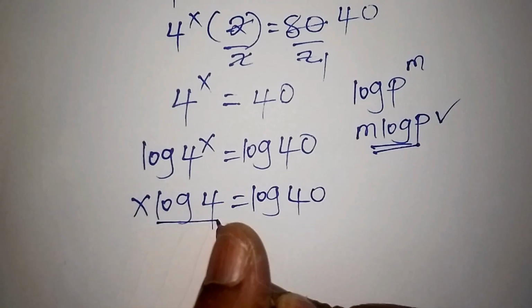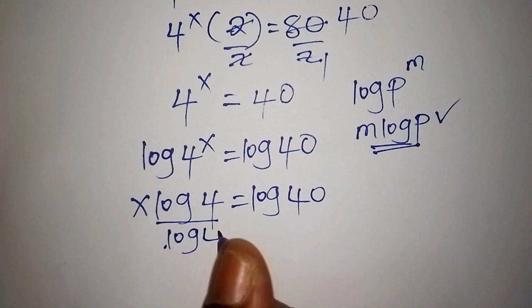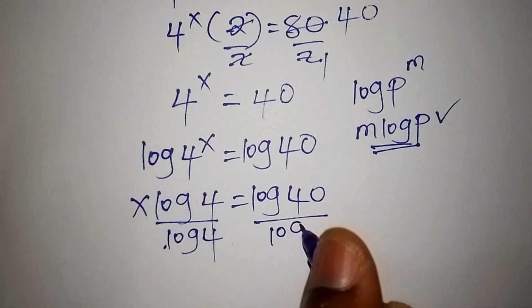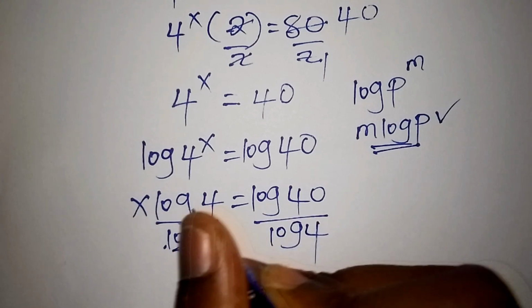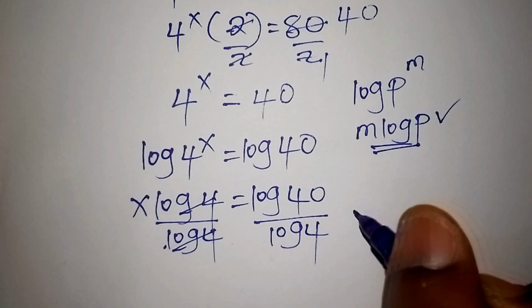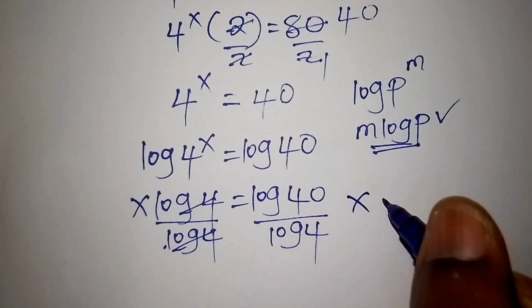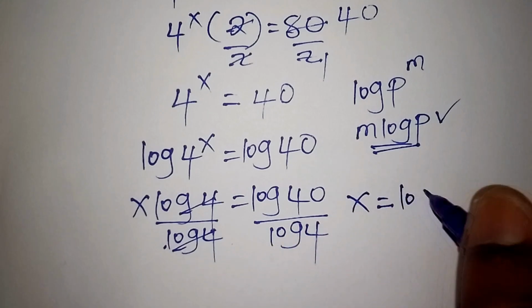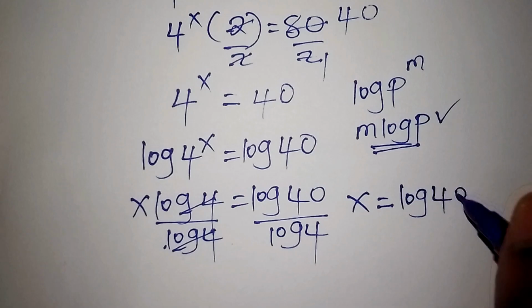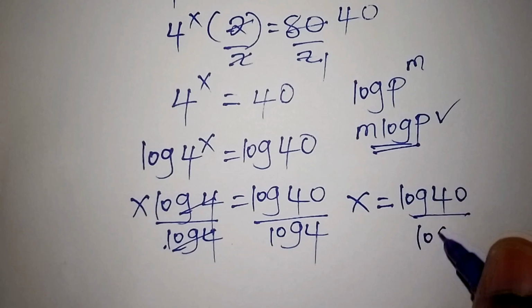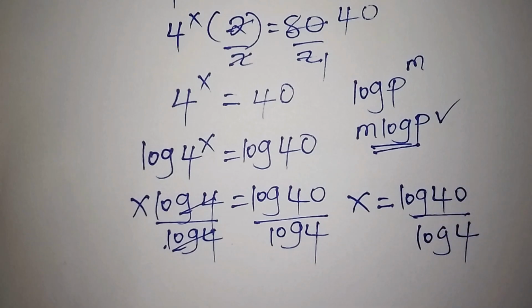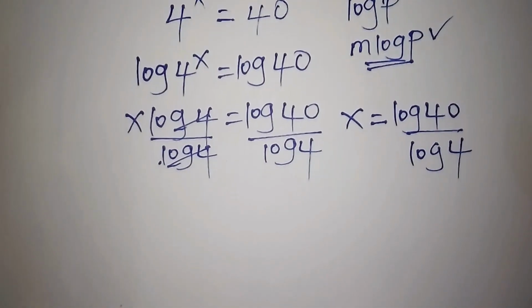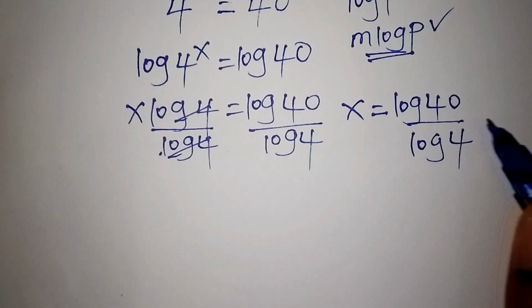Thereby, divide both sides by the log of 4. The log 4 and log 4 cancel, so that our value for x is now equal to the log of 40, all over the log of 4. The next step is for us to simplify this maths completely.